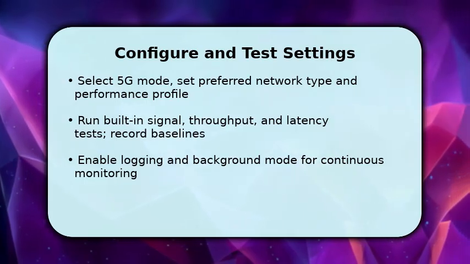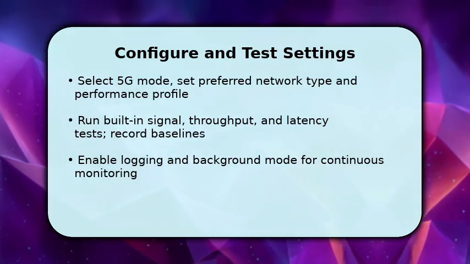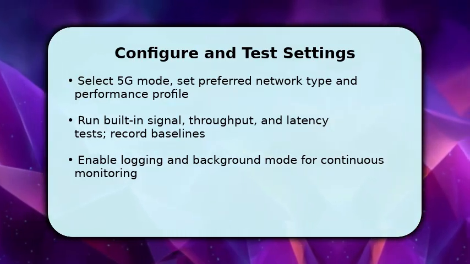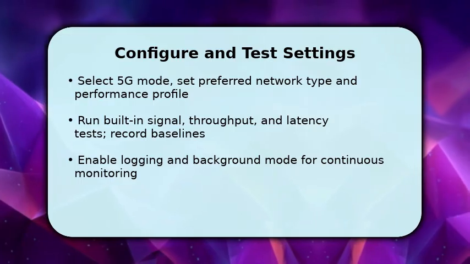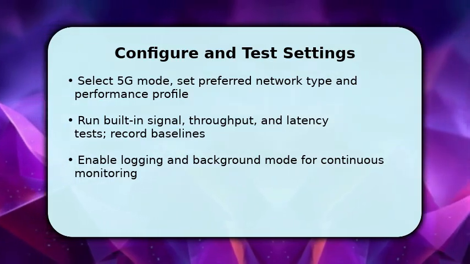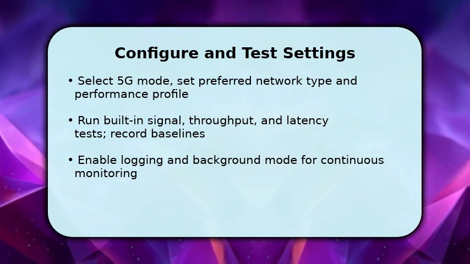Then run the built-in signal, throughput, and latency tests and save those baselines so you can compare changes. Make sure logging and background monitoring are enabled. This lets the app track handovers and roaming events while you move, which is essential for diagnosing intermittent issues.